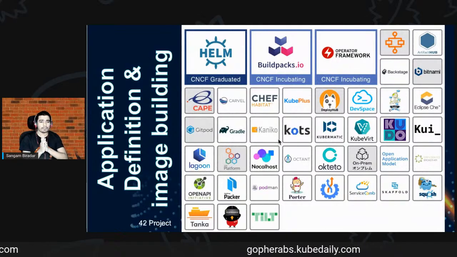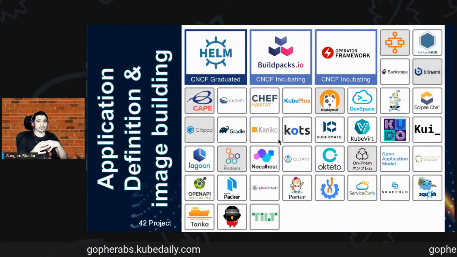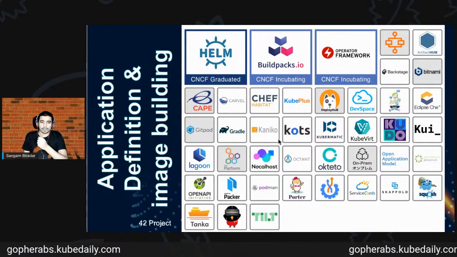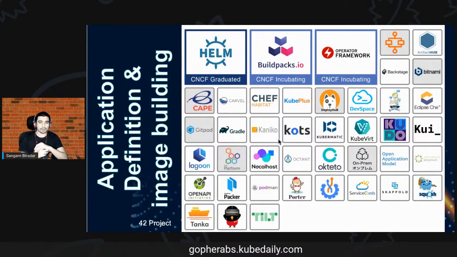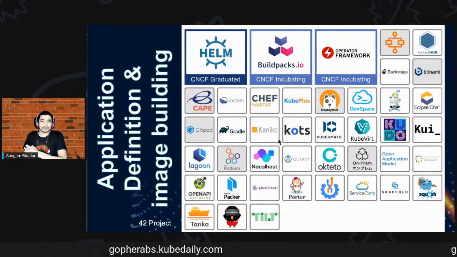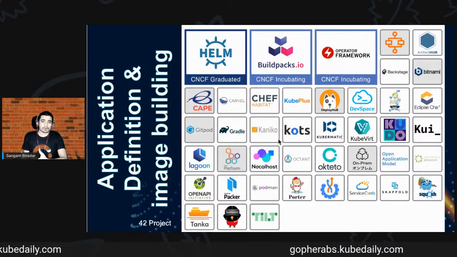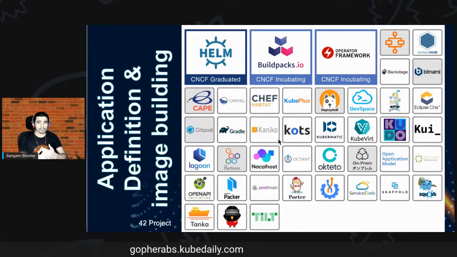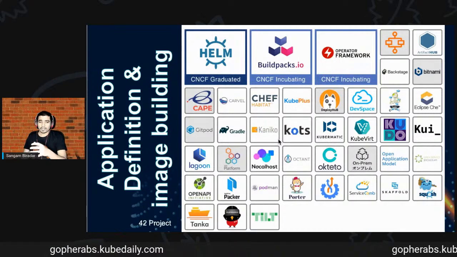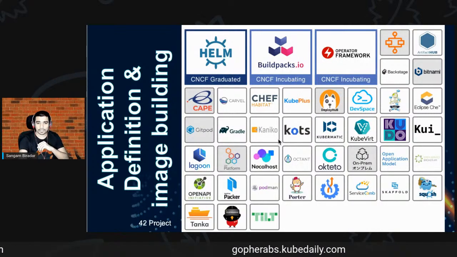Another category is application definition and image building. This is one of my favorites. If you are building a Docker compose file, Docker images, or artifacts, these are the projects you can look for, or you can quick start a journey. There are a lot of projects written in Go. I myself started contributing to open source from such a project. I will talk a little bit about it in the conversation.